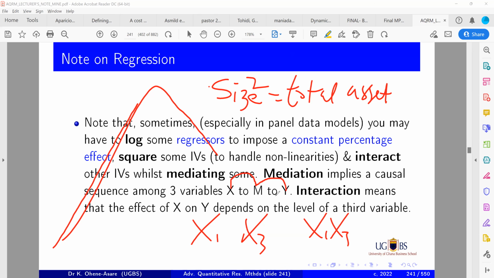Okay, so X affecting Y directly. That is interaction. Okay, so X is affecting Y directly, but you are interacting X with something else, like I just did with this example. But with mediation, you are looking at X affecting M before M affects Y. You are not interacting. So that is what it is.